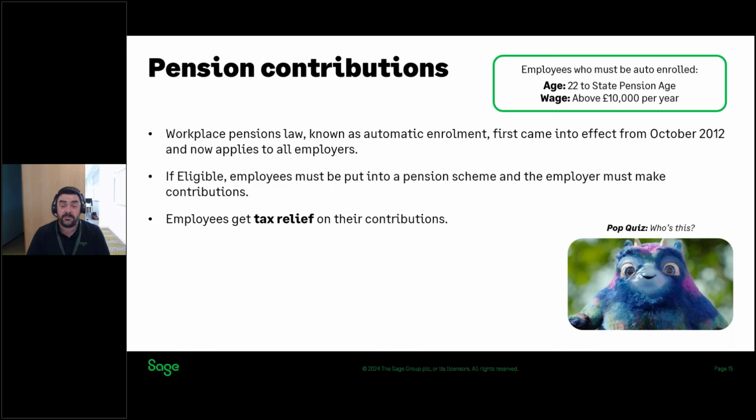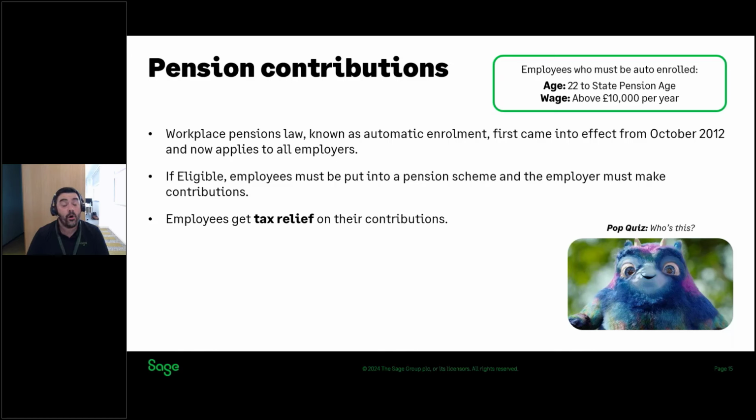Now, when pension contributions are deducted from an employee, they do get tax relief on the contribution, but the way that they get that tax relief does depend on how the pension scheme has been set up. So if you have a pension scheme that uses a net pay arrangement for tax relief, it means that you deduct the pension before calculation of tax. So that means that the amount of the pension contribution hasn't been taxed, so they've had tax relief on that amount.